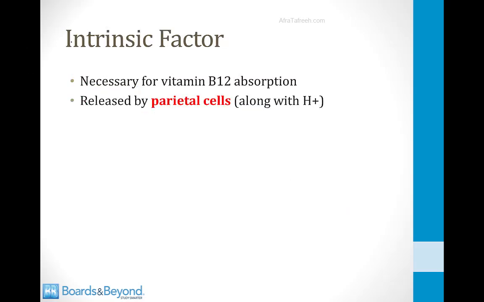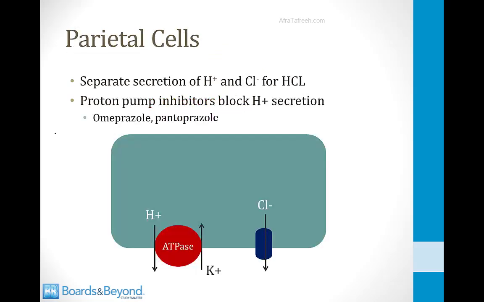atropine. I won't talk about this in detail, but in addition to their role in producing acid, the parietal cells also produce intrinsic factor. This is necessary for vitamin B12 absorption. It's released by the parietal cells along with H+. I talk about this in much more detail in the modules on B12 deficiency. So now let's zoom in on one of those parietal cells and talk in detail about the physiology that's occurring to generate all that acid in the stomach.